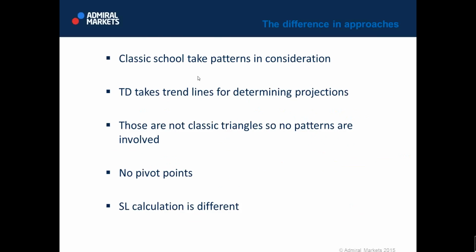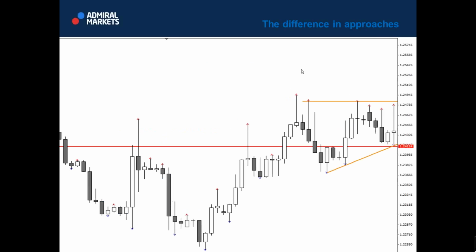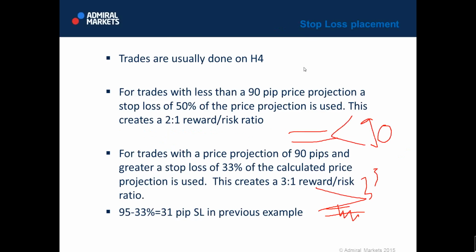Classic school takes patterns into consideration. Now we will talk about the difference in approaches. If anything is not clear, I can repeat it again, no problem. Please pay attention to the stop loss calculation. This is how Tom DeMark suggests you do stop loss placement. For trades with less than 90 pip price projection, 50% of the price projection is used. For trades with a price projection of 90 pips and greater, 33% of the calculated price projection is used.